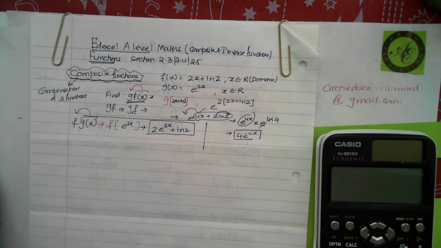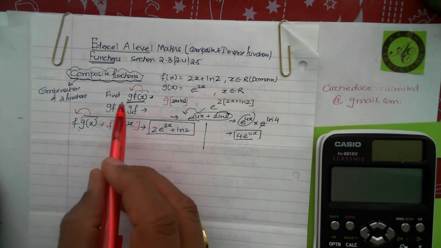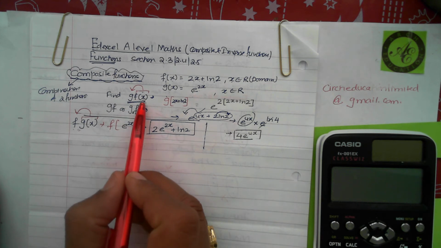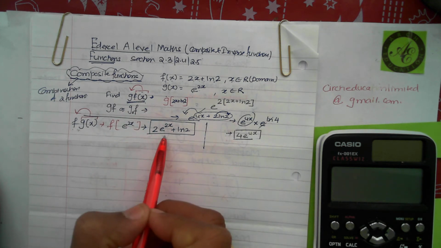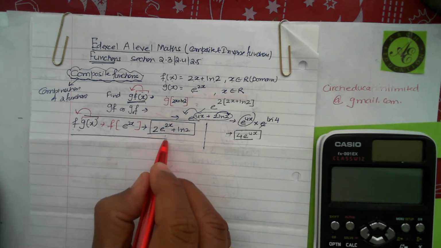So that clearly tells you, guys, that composite functions are not commutative. gf(x) is not the same as fg(x). That means the order does make a difference. Okay.